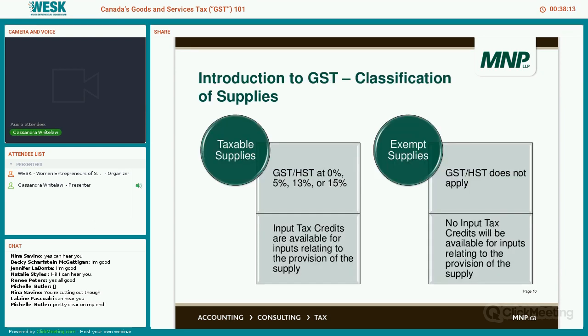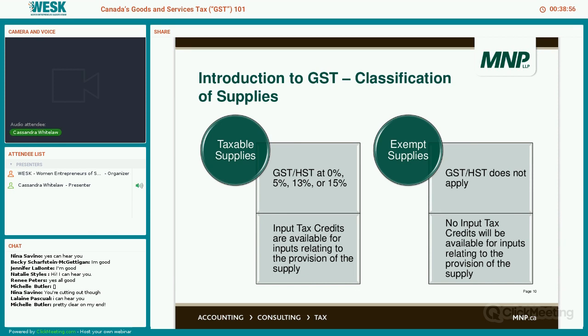So in addition to where the supply is occurring, there's also different classifications of supplies. The 2 main classifications of supplies are taxable and exempt supplies. Taxable supplies are those supplies that will attract GST. There are certain supplies that will be taxed at a rate of 0%. These are known as zero-rated supplies, and essentially what this means is you charge tax at a rate of 0%. So the customer doesn't actually pay any GST, but it enables you to recover any GST that you've paid on inputs for those supplies as an input tax credit.